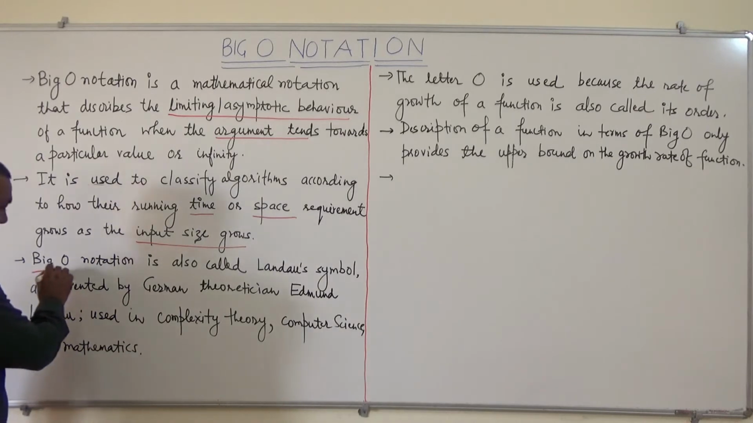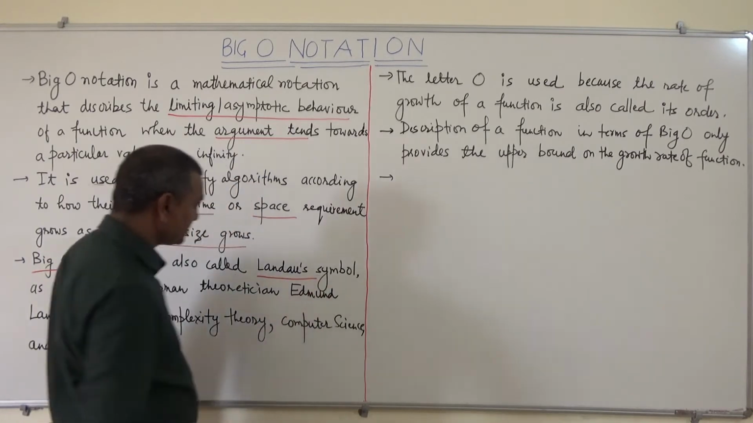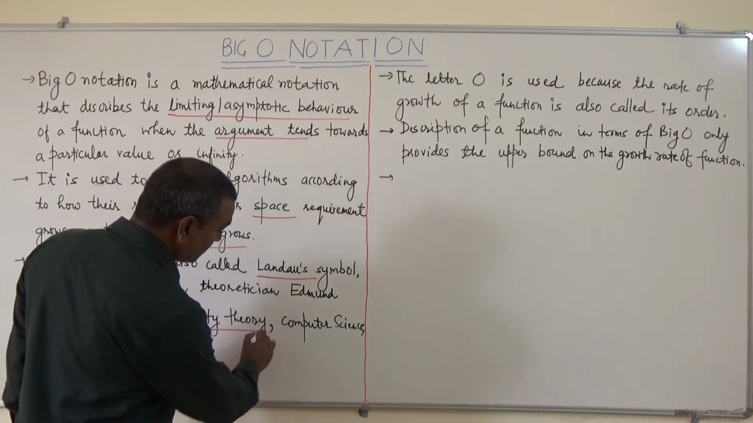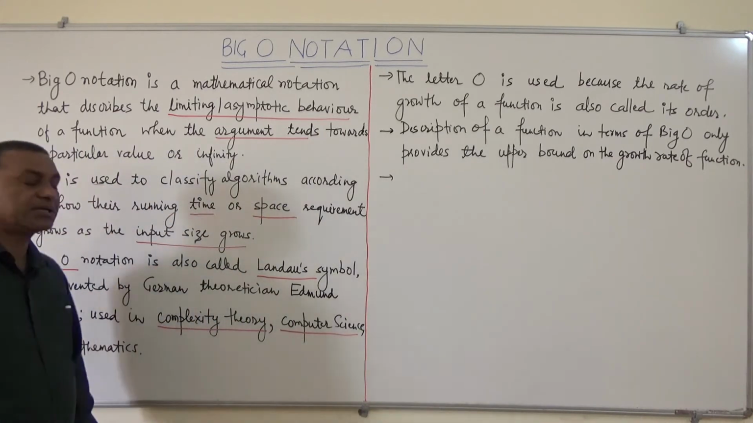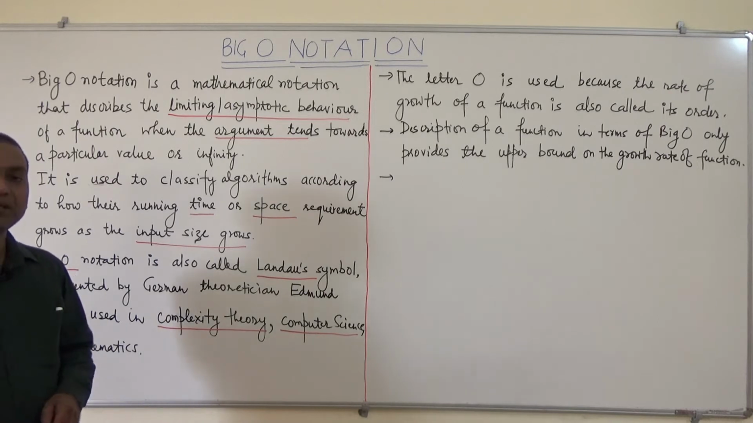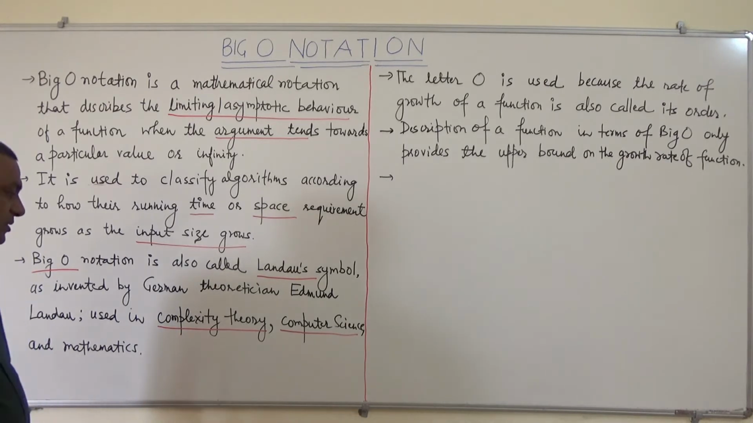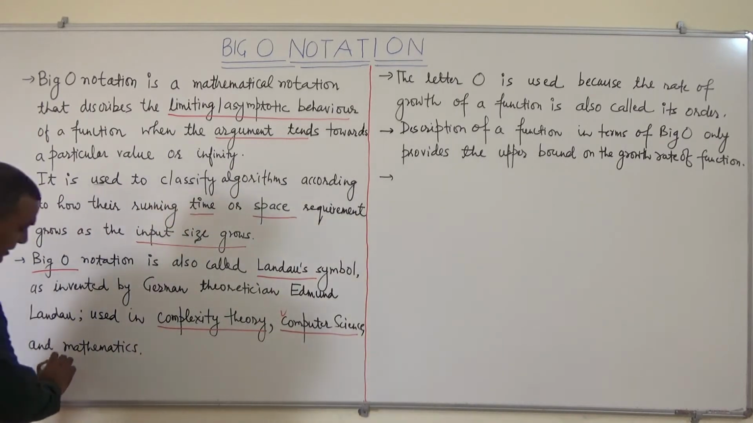This big O notation is also called Landau's symbol because it was invented by the German theoretician Edmund Landau. It can be used in complexity theory and in computer science because it is very popular in complexity theory. Obviously we will know the running time complexity of any algorithm, so it is very useful in computer science, and it can also be used in mathematics.